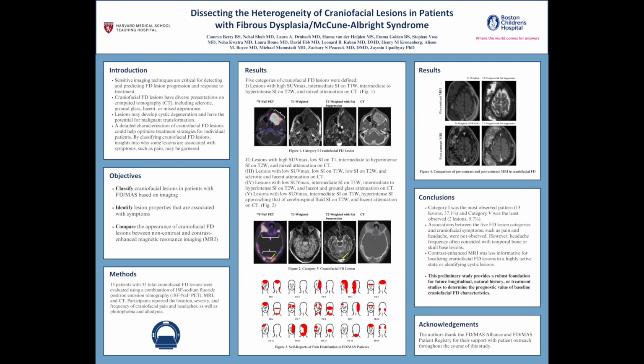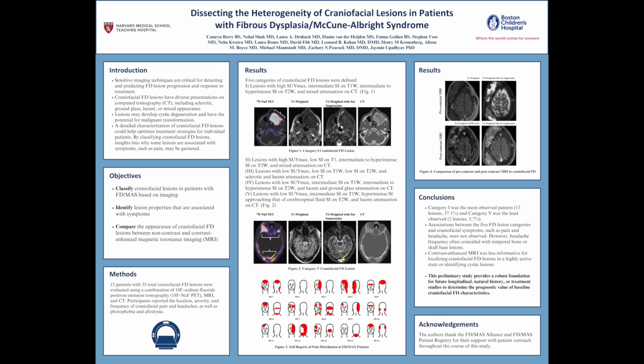The first category were lesions with high bone activity, an intermediate signal intensity on MRI that's similar to skeletal muscle, and a mixed appearance on CT. Figure 1 depicts the sodium fluoride PET-CT, 2 different types of MRI, and CT images for a patient that just so happens to be me. My craniofacial lesion is located in my left cheek and falls under Category 1, which was the most common, with 37.1% of lesions falling under this category.